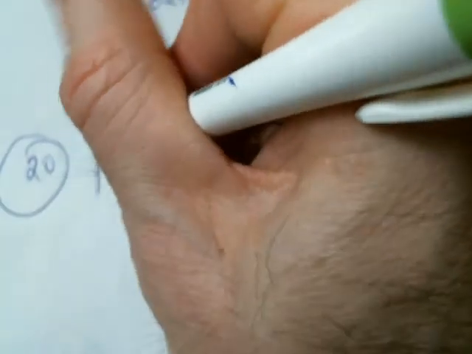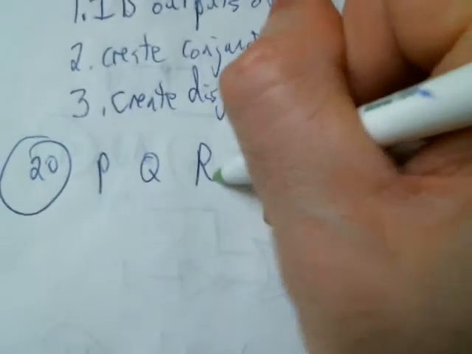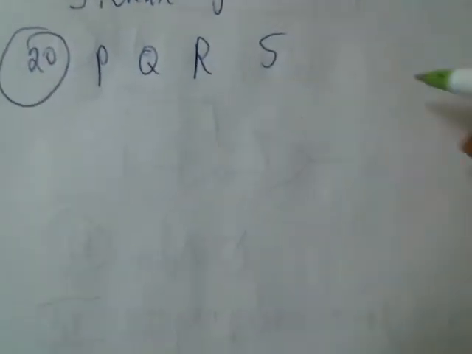Okay, so let's look at number 20. And you have this big table. It's not really that big, but P, Q, R, and then the output is S.